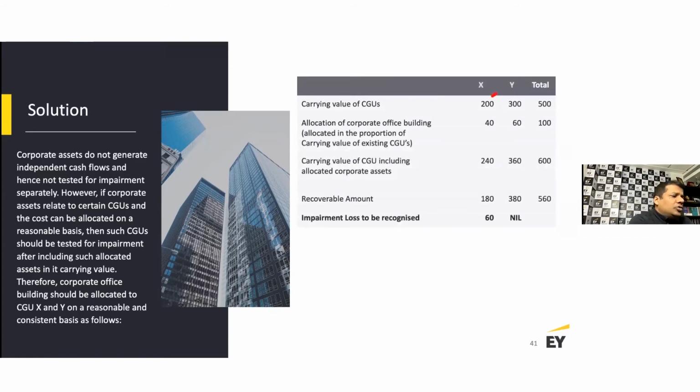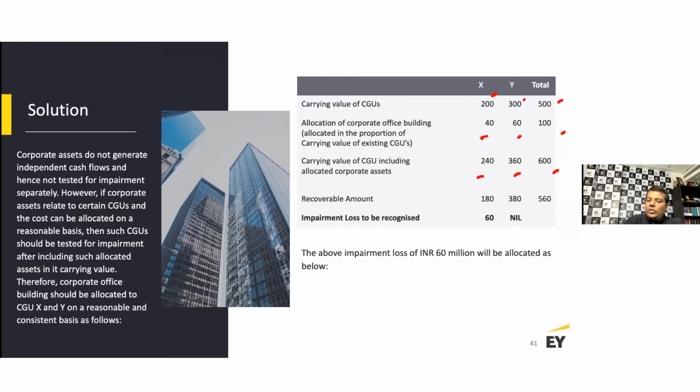So I have 200 and 300, which is 500. Then in the ratio of 2:3, I allocate the corporate asset. The carrying value of the CGUs, including allocated corporate assets, is now 240 and 360. And my recoverable amount, from the information given, is 180 and 380, which is 560. So my impairment loss is 60.